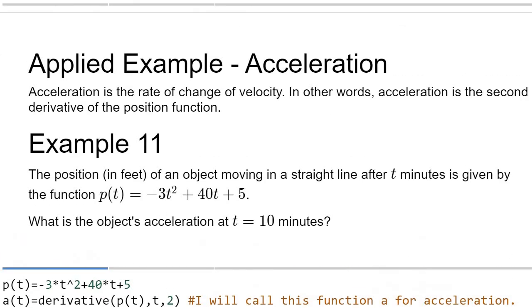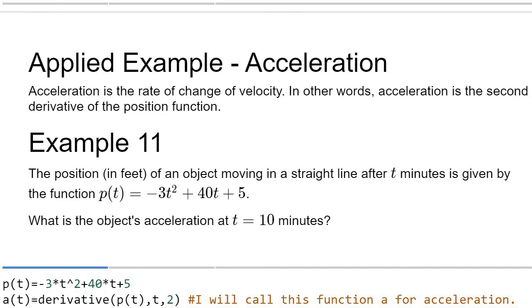All right, we did the applied example of velocity, which is the first derivative of position. Acceleration, by definition, is the rate of change of velocity. So in other words, acceleration is the second derivative of position. So you can find acceleration in two ways, either by doing the velocity first and then taking the derivative of velocity, or you can just start with position and take the second derivative directly.